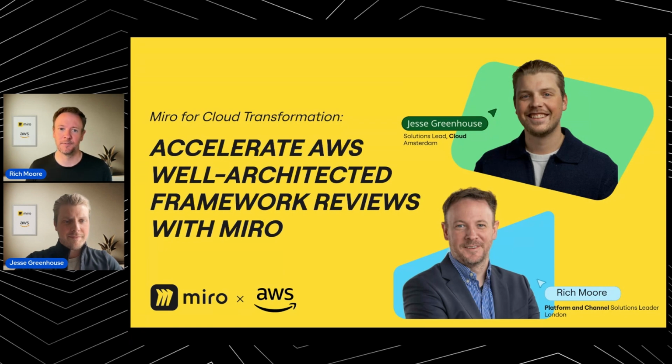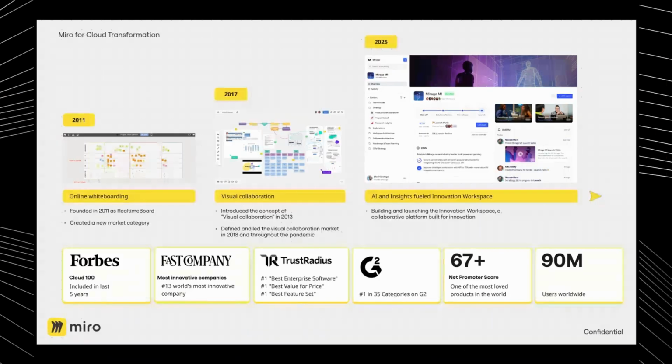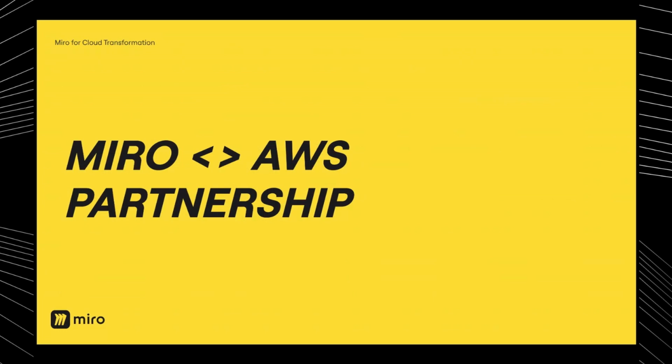So let's jump in. Miro is an online visual collaboration platform that was originally founded in 2011. Today, in 2025, we are an AI and insights-fueled innovation workspace where teams come together to build the next great thing. We have over 90 million users on our platform, and those incorporate some of the largest companies in the world. That's enough about Miro. Now, let's get an understanding of how Miro can support well-architected framework reviews by quickly looking at our partnership.